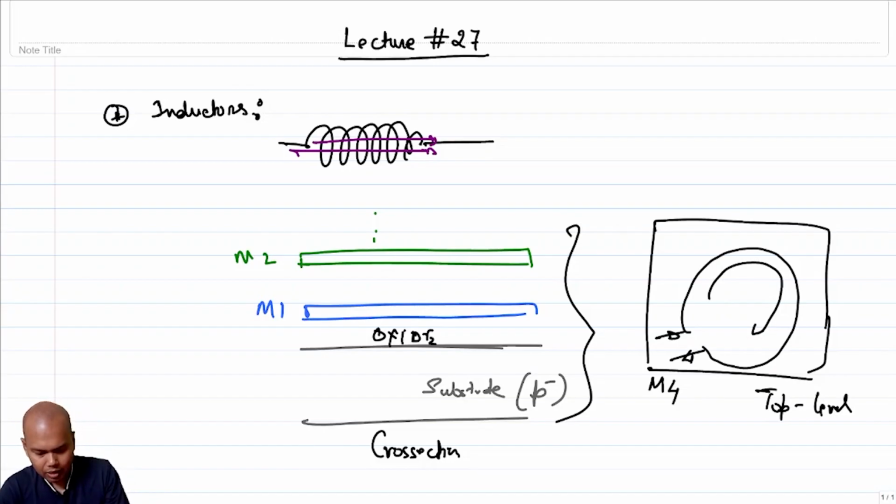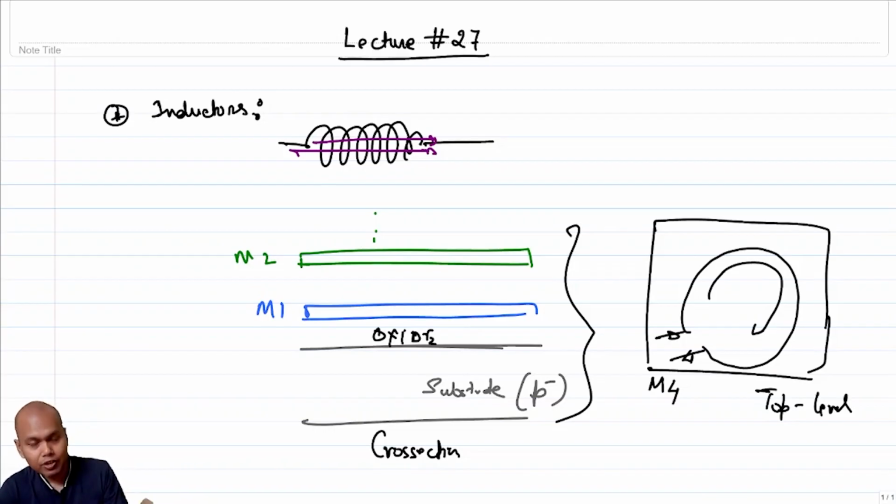But then only one loop probably will not give you a sufficient amount of inductance, right? When I say sufficient, I am essentially trying to get into the territory that is useful for designing these LNAs and all. So I'm talking about maybe a few nanohenry, maybe 10 or 20 nanohenry kind of inductance. That is the target inductance that we are talking about.